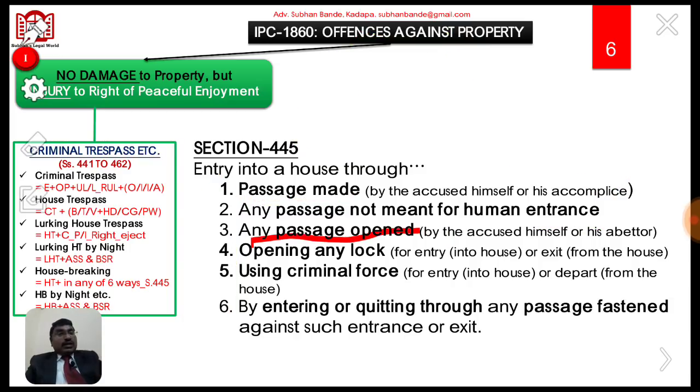The third one, any passage opened by the accused himself or his abettor, removing some part in the roof, making some passage in the wall, etc. Opening any lock for entry into the house or to exit from the house. Opening any lock also amounts to housebreaking.